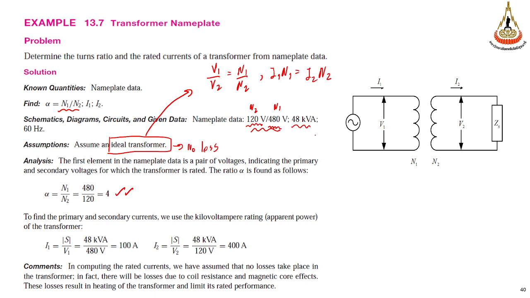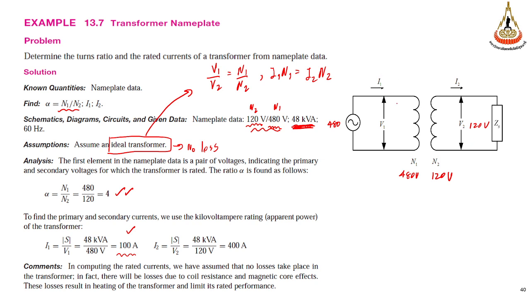So if the transformer specification is 48 kVA, what happened? 48 kVA means that the current at the 480 volt side would be 48 kVA divided by 480 volt, which is 100 ampere, right? For example, if this is the 480 volt side and this is the 120 volt side, we supply 480 volt here, and we will get 120 volt here, right?